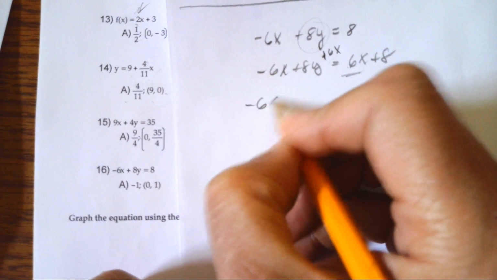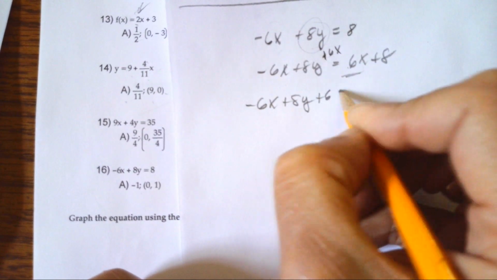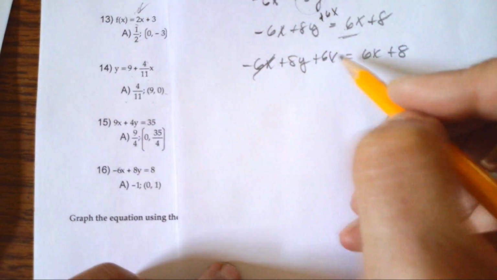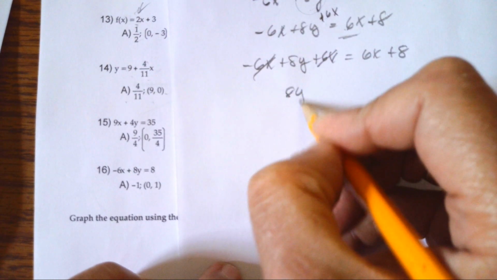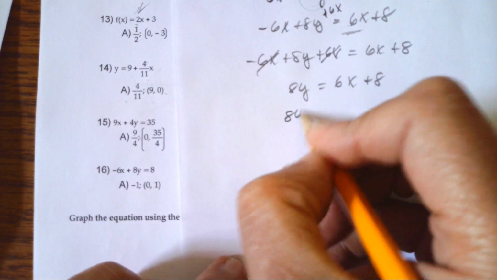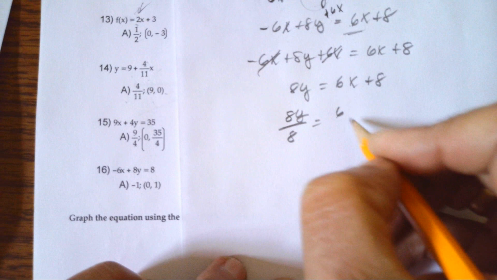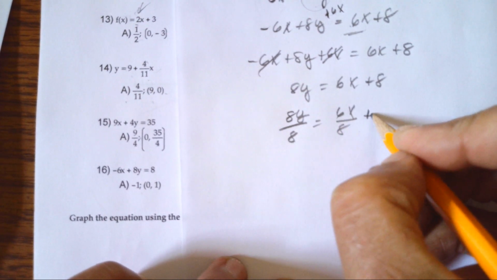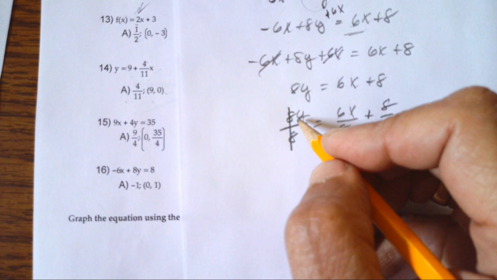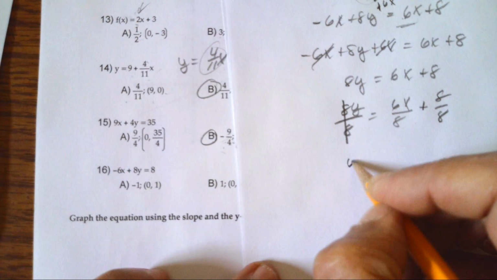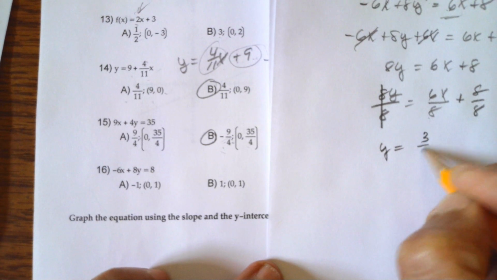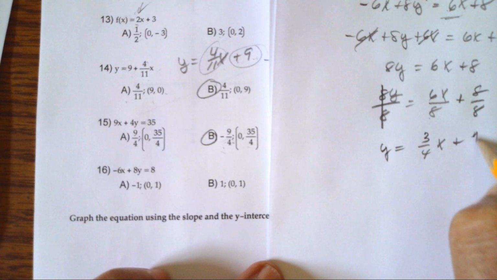Let me just rewrite this again. 6x plus 8y plus 6x equals 6x plus 8. Okay, so I've added 6x to both sides. A negative and a positive 6x cancel out. 8y equal to 6x plus 8. Now I'm going to divide everything through by 8. Divide the left side by 8, divide this first term by 8 and divide the last term by 8. 8's cancel out. And I get y equal to 6 divided by 8, that's 3/4 x, and then 8 divided by itself, it's 1.